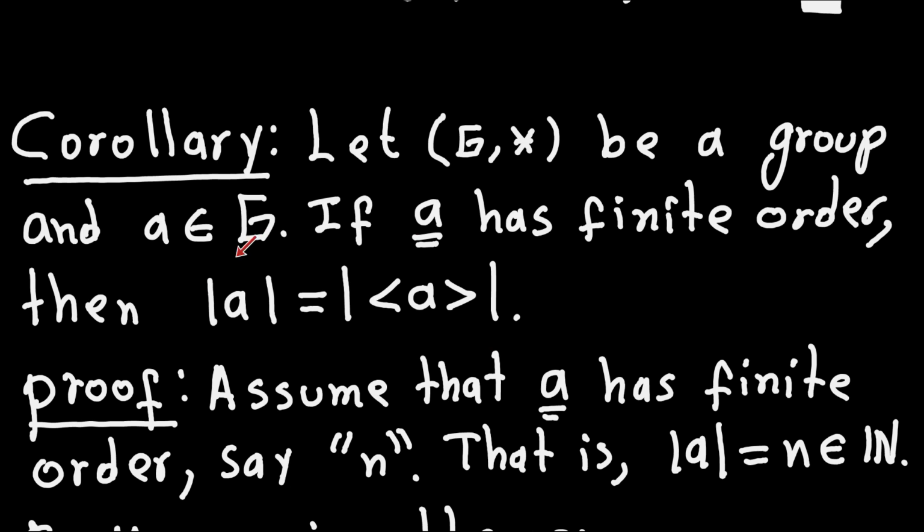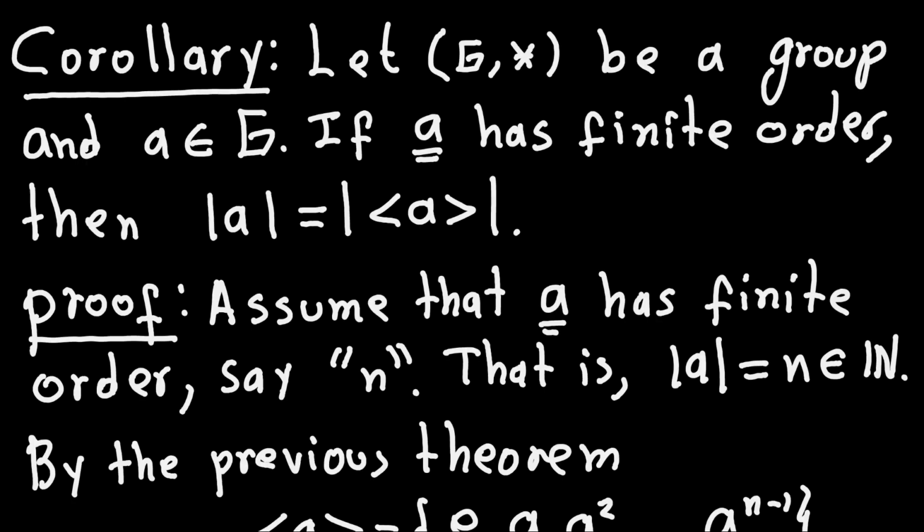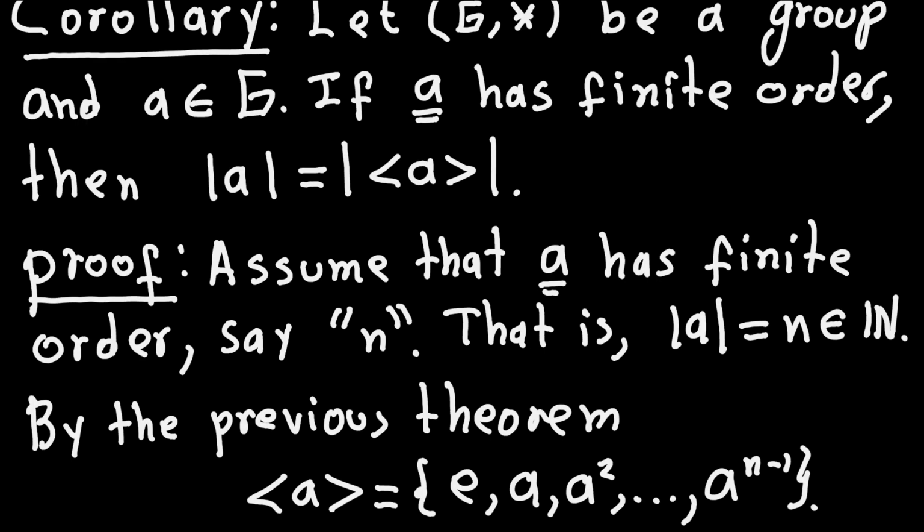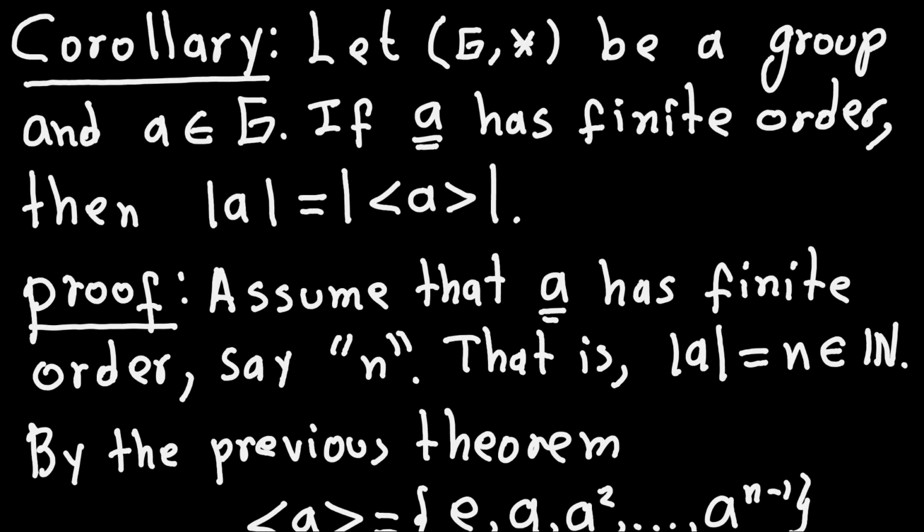On this left-hand side, this means the order of the element A. And on this right-hand side, that's the number of elements of this set. So these bars here mean something completely different. This is the order of an element in the group, and this on the right is the number of elements in this set inside. That's what we have to prove. All right, so let's go to the proof then.